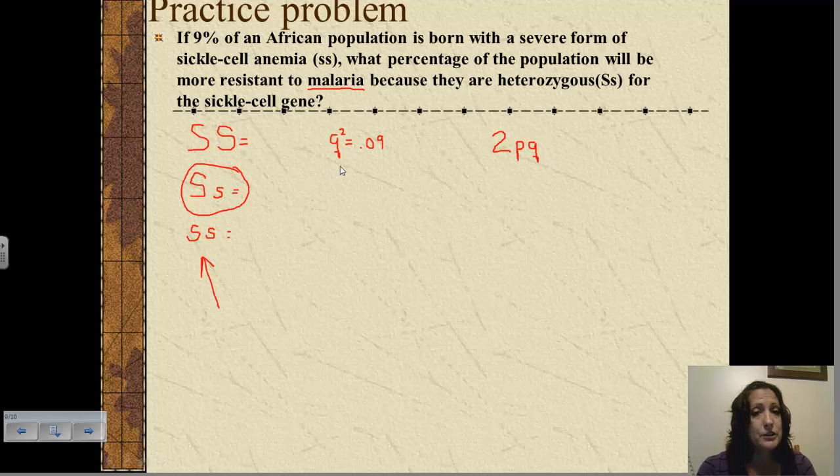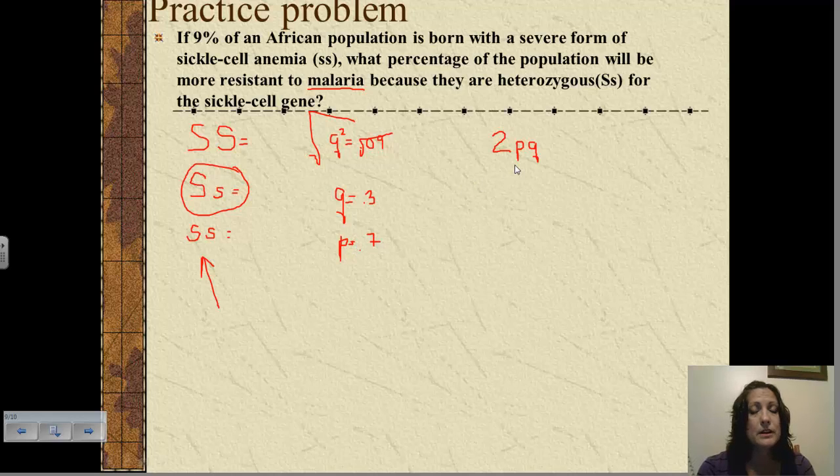All right, I know Q squared. I need to find Q. I need to find P. So to find Q, I will take the square root of both sides of my equation, and I get that Q is equal to 0.3. I know that P plus Q equals 1, so P has to equal 0.7.